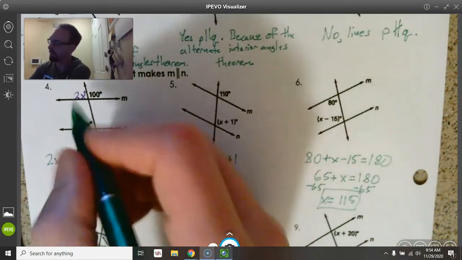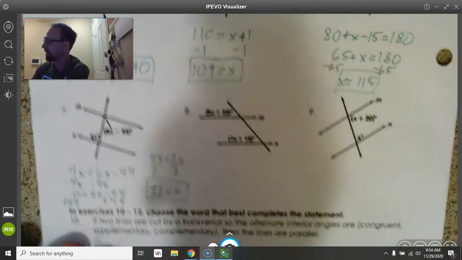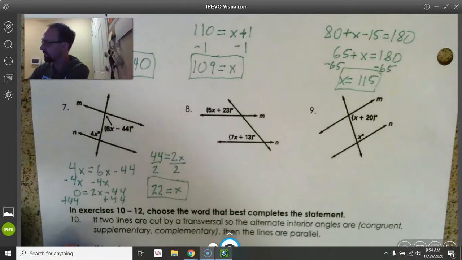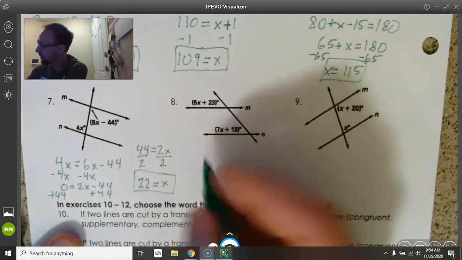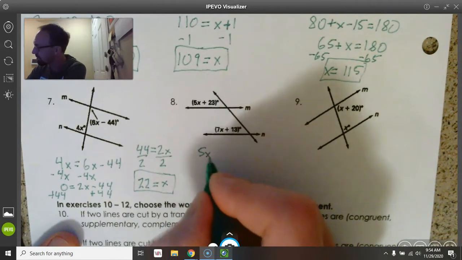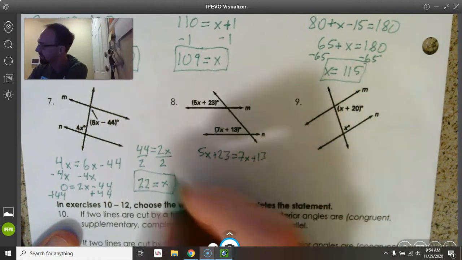This one we had to do a few things. I had to make this a corresponding angle and then use our theorem of a line is 180 degrees to get our final answer. These are corresponding angles, so I'm going to set them equal to each other. So 5x plus 23 equals 7x plus 13.